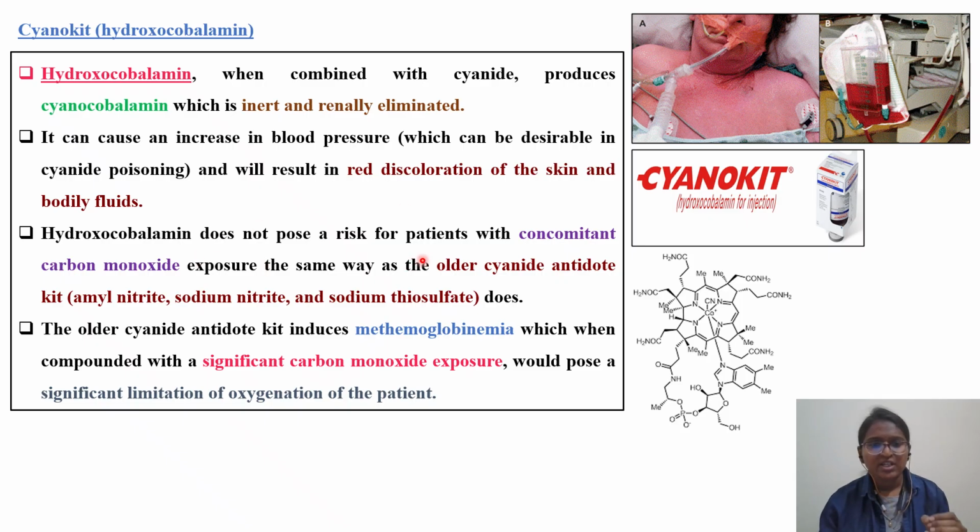Hydroxocobalamin does not pose a risk to a patient with concomitant carbon monoxide exposure. Another important thing: if the exposure is through a burn, through a fire accident, and there is a mixed exposure of both cyanide as well as carbon monoxide, in that case the drug of choice will be hydroxocobalamin. Compare this with the older cyanide antidote kit, which used to contain amyl nitrite, sodium nitrite, and sodium thiosulfate. The older kit induces methemoglobinemia, which, when compounded with significant carbon monoxide exposure, would pose a significant limitation to oxygenation of the patient. So that is the important thing that you have to remember.